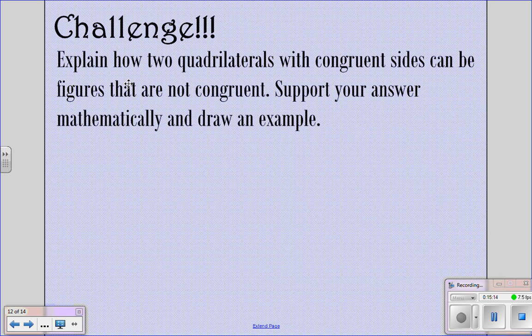Looking at the challenge question, explain how two quadrilaterals with congruent sides can be figures that are not congruent. Support your answer mathematically and draw an example. So y'all try and think of an example, and then I'm going to show you one. All right, so we can have a figure that looks like a kite, where these sides are congruent.